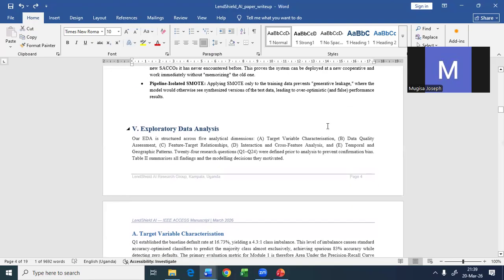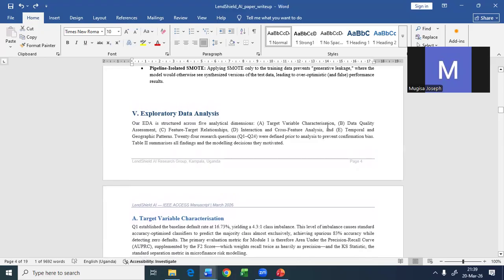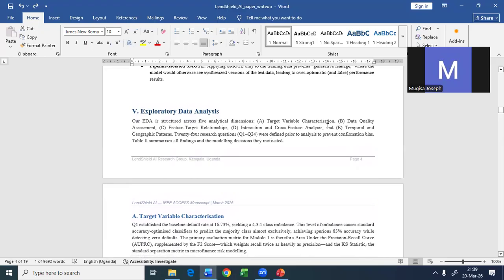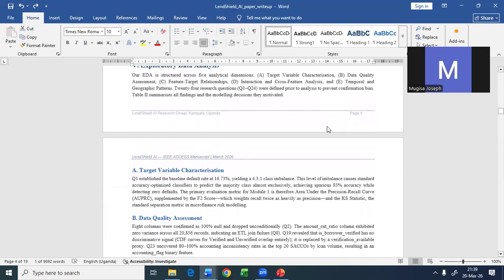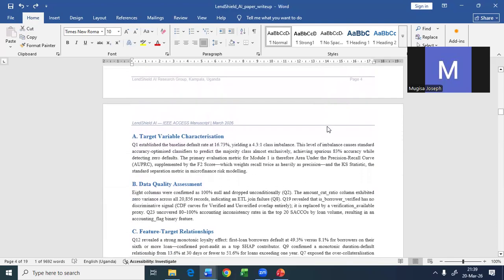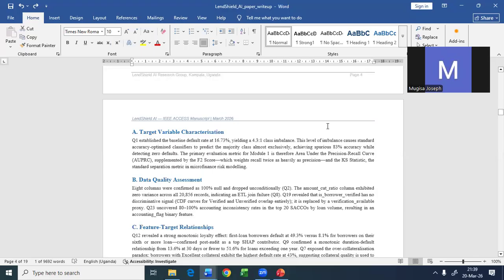Look at the exploratory data analysis. We structured our analysis across 5 dimensions. So we have the target variables, data quality. Those are the summaries. So the target variables, how do we look at checking the imbalance available there?